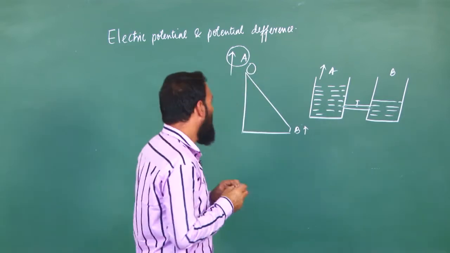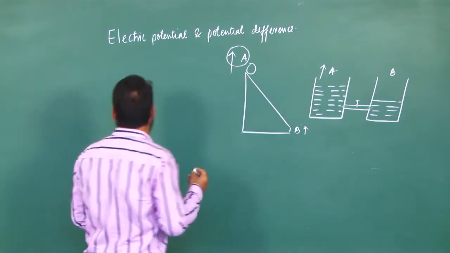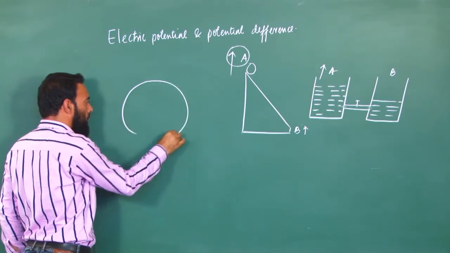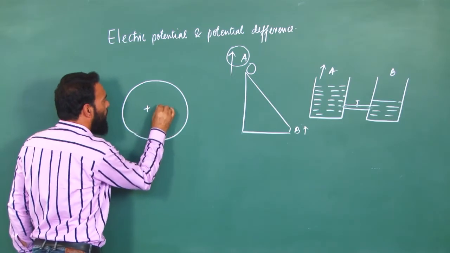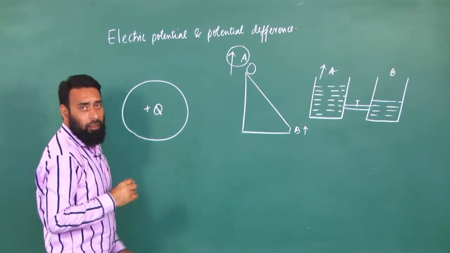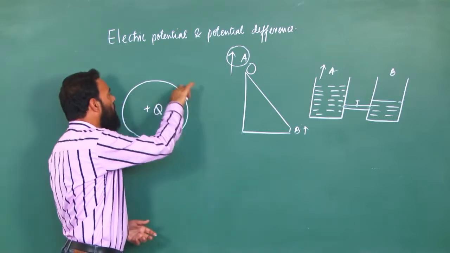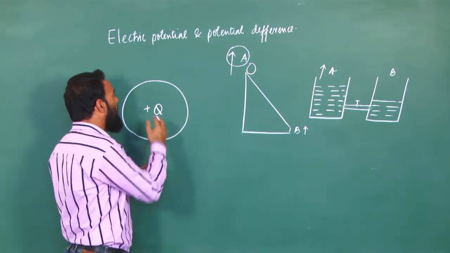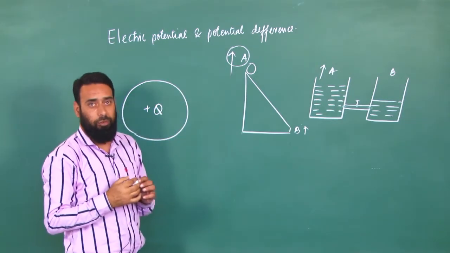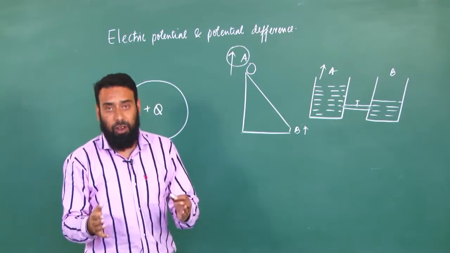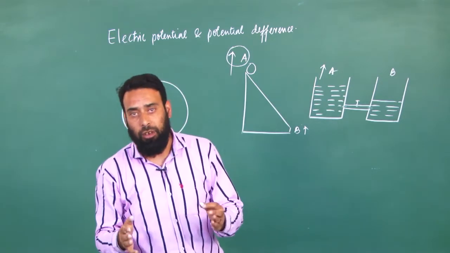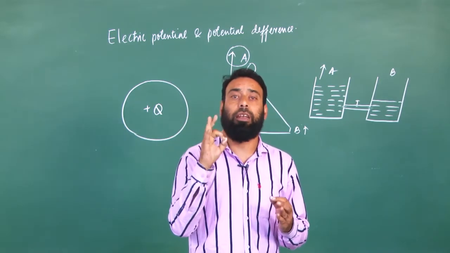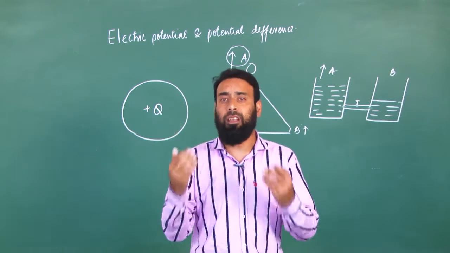What is this potential? Let us take an example of a charge Q. Around this charge Q there is an influence. There is a region under which it attracts or repels other charges. That zone or region of this electric charge, under which it attracts or repels the other charges, is called an electric field.